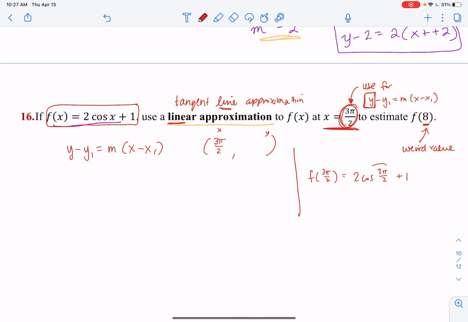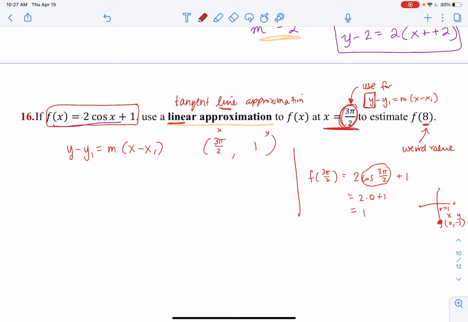Let's find cosine of 3 pi over 2 first. 3 pi over 2 is down here. That's the point 0, comma -1. And cosine is x over r, where r is equal to 1 on all of the axes. So x over r, 0 over 1, is just 0. So I have 2 times 0 plus 1, or 0 plus 1, which is simply 1. That is my y value.